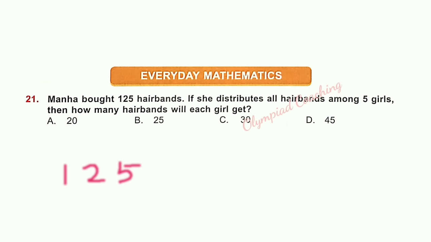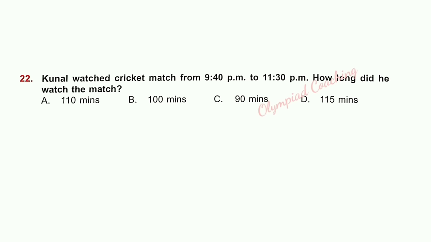It means dividing 125 into 5 equal parts, 125 divided by 5 equal to 25. Each girl will get 25 hair bands. Option B is correct. Question number 22. Kunal watched cricket match from 9:40 pm to 11:30 pm. How long did he watch the match?